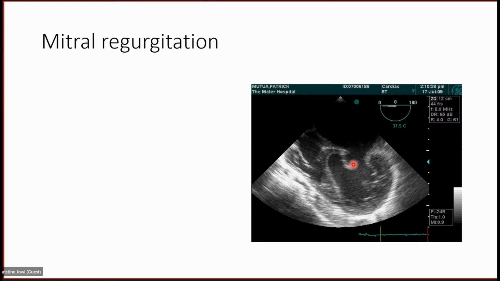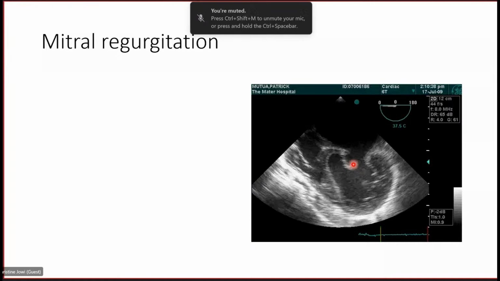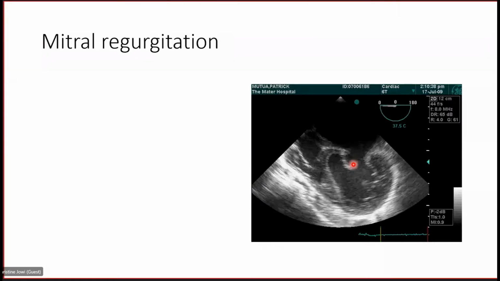So the murmur of mitral regurgitation occurs when the blood is supposed to pump. The murmur of mitral regurgitation is a systolic murmur, and it starts when the heart starts to contract, and it ends when the heart stops contracting. So it occupies the whole of systole.